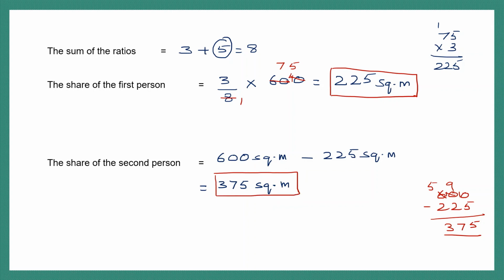Again, you can check the answer. You can add up the two shares. It must come up to 600, the area of the plot.